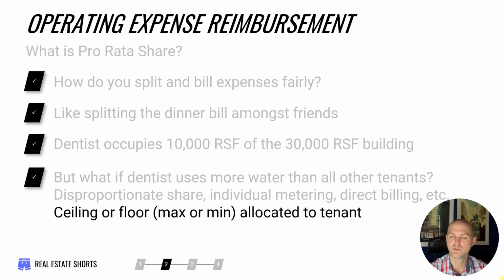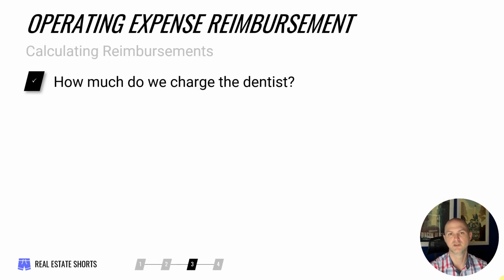So there's a lot of ways in which we can get creative, we being either tenants or owners, to help make sure that it is an equitable or fair distribution of those expenses. So let's dive into the second half of this, really the meat of this process. How do we calculate expense reimbursements?